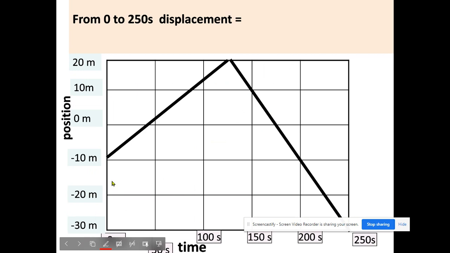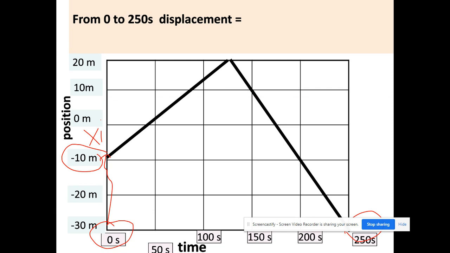Right, from 0 to 250 seconds. So here's my 0 seconds. It's covered up there a little bit. Here's my 250 seconds. So I'm going to go up to 0 seconds and read over and say negative 10 meters. That is my initial displacement. Then I'm going to go to my last time, which is 250 seconds, and I read over and it's negative 30 meters. So that is my final position.